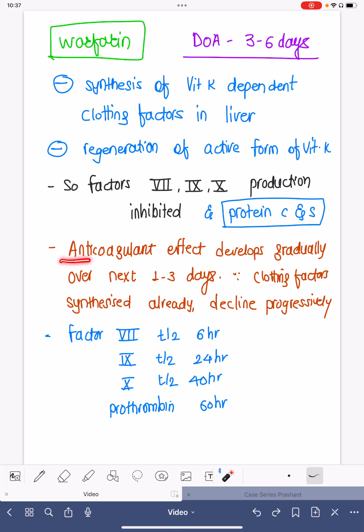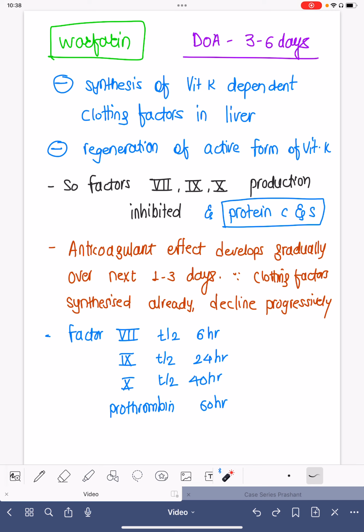The anticoagulant effect of this medicine develops over a period of 1 to 3 days because whichever clotting factors are already formed are in the active form, and they decline progressively over a period of 1 to 3 days. That is the reason why whenever we ask for INR testing, we usually do it around 3 to 5 days after the onset of warfarin.